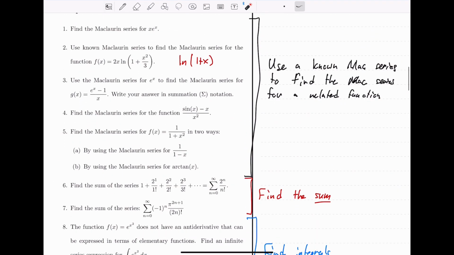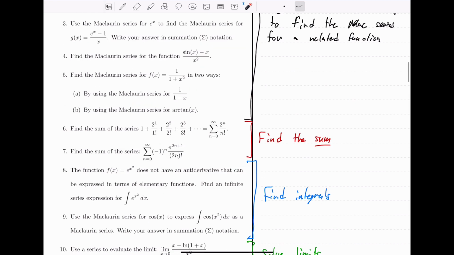Take a look at example 5. We want to find the Maclaurin series for the function 1 over 1 plus x squared. I'm going to show you two different ways to do this. We could develop this from scratch if we wanted to by making the table of derivatives. But I'm going to show you how to use the Maclaurin series for 1 over 1 minus x, and then also the Maclaurin series for arctangent to find the Maclaurin series for this related function. We're going to see here that we get the same answer, regardless of which method we choose.